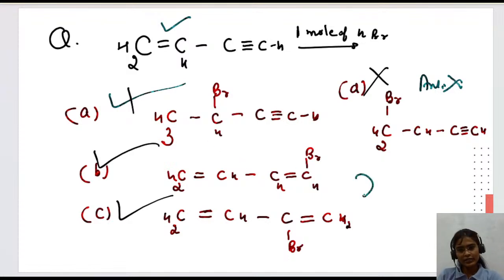Now between B and C, you have to decide. The same hint you can apply: it's anti-Markovnikov, so it's not correct. So only option C is left. So C is the correct answer. But why? It's a simple, common organic chemistry rule, if you know the reason.